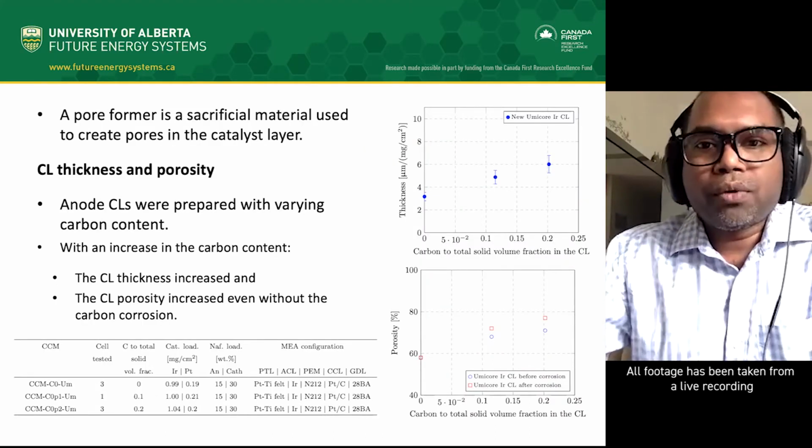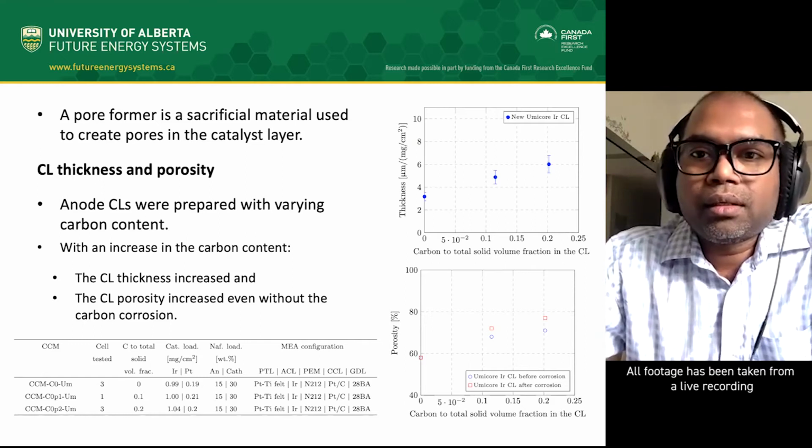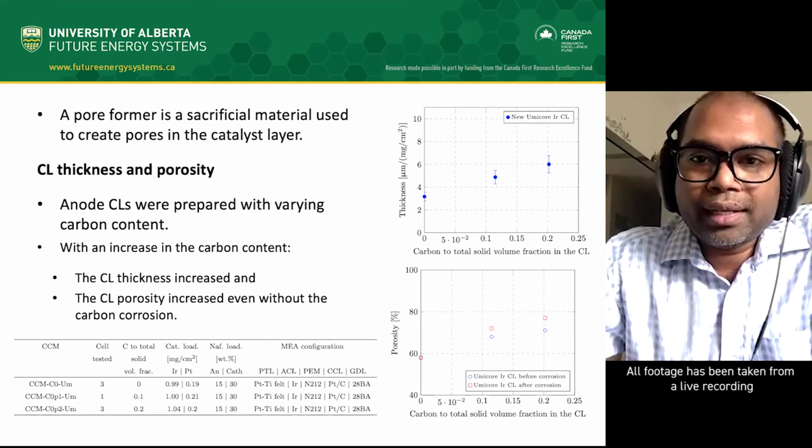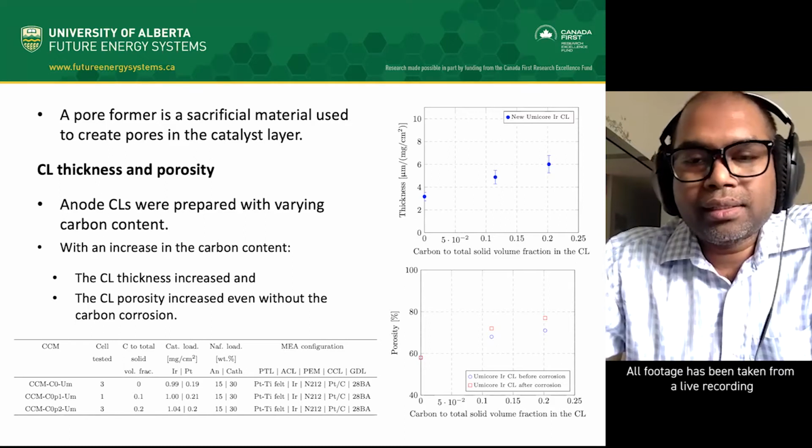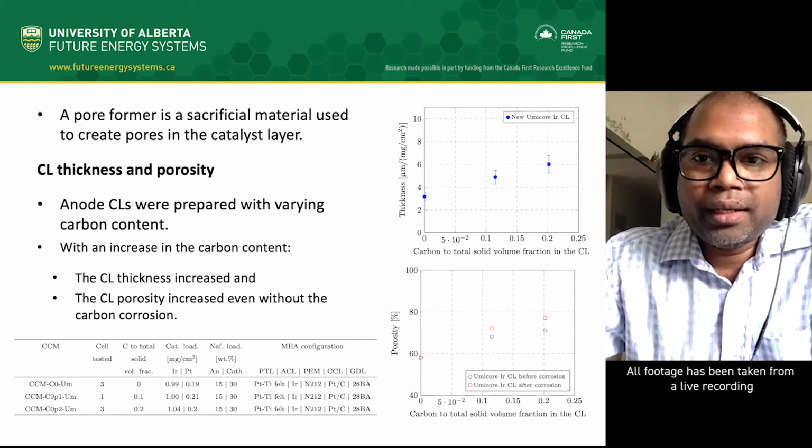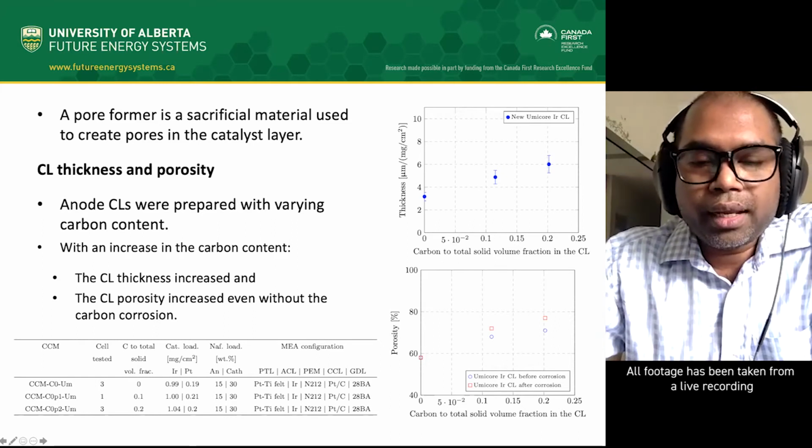A pore former is a sacrificial material used to create pores in the catalyst layer. It is incorporated during the ink fabrication and removed after the catalyst layer is fabricated. Anode catalyst layers were prepared with varying carbon content as shown in the table.